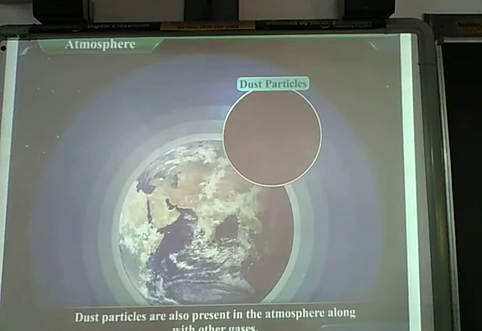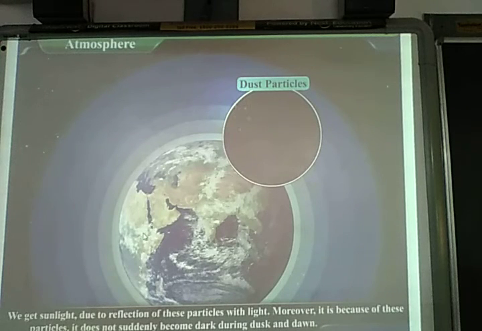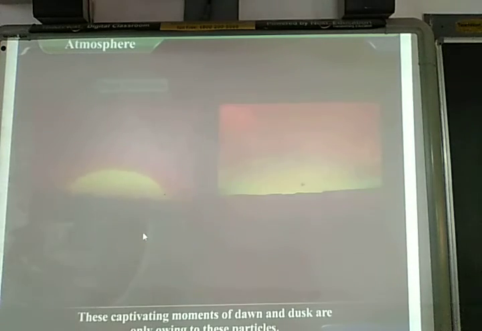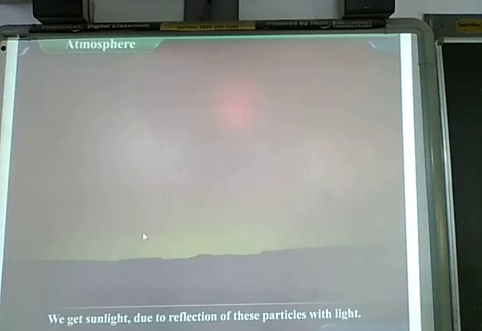Dust particles are also present in the atmosphere along with other gases. The dispersion of sunlight is due to the presence of these particles in the atmosphere. We get sunlight due to reflection of these particles with light. Moreover, it is because of these particles that it does not suddenly become dark during dusk and dawn. These captivating moments of dawn and dusk are only owing to these particles.